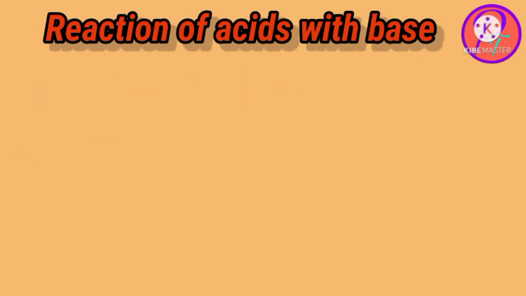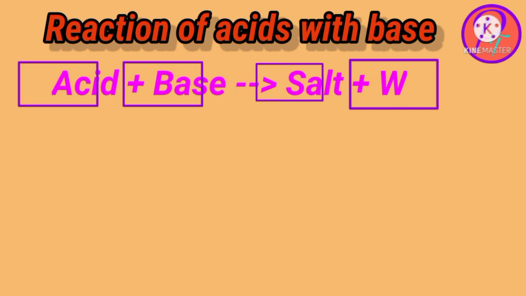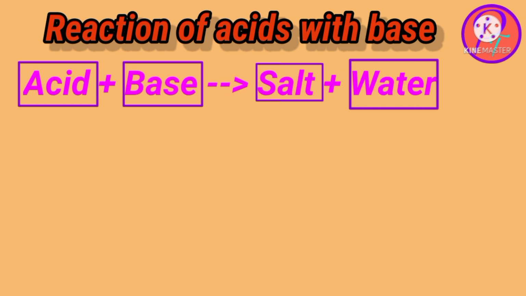So first of all, the reaction of acid with the base. When an acid reacts with a base, it gives salt and water. You might have known that this kind of reaction is called neutralization reaction. But for a neutralization reaction, the acid should be a strong acid and the base should be a strong base. Similarly, the acid should be a weak acid and the base should be a weak base. In such conditions only this kind of reaction will be called a neutralization reaction.